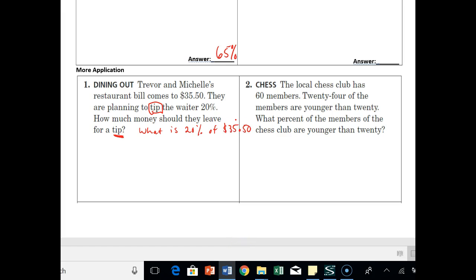I don't want to know how much I have to leave altogether. I just want to know how much I have to leave for the tip. So I got my whole of $35.50, and I got my percent of 0.20. And when I go ahead and multiply those two together, I'll know exactly how much I have to leave for the tip, which was 7.1 or $7.10. If I wanted to know how much I had to leave for the entire bill, I would add 7.10 plus 35.50, or I would have just done 35.50 times 1.20, right?